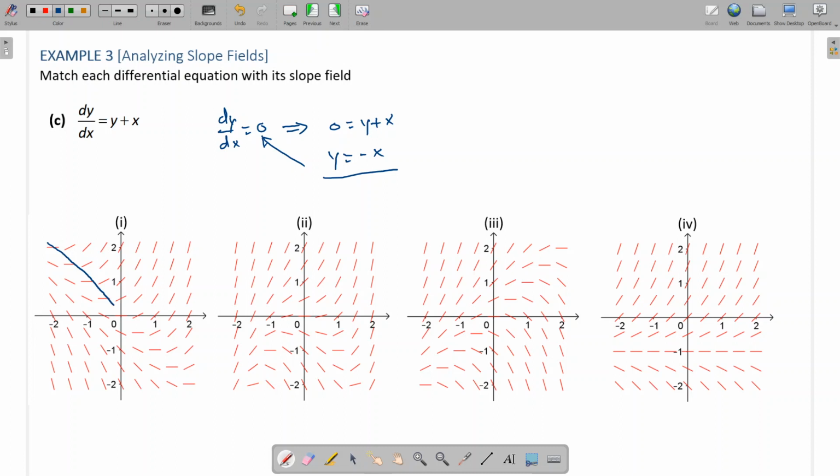And if I draw that on this one, you can see all of those 0 slopes along that line. And I don't believe any of the other ones have that property. You could then go through and do the same analysis we did before, but you're going to reach the same conclusion. So for C, it's option 1.